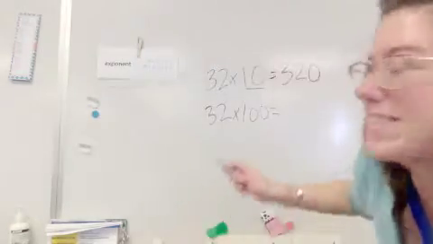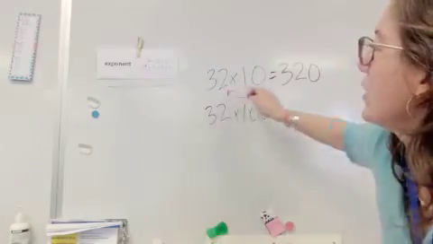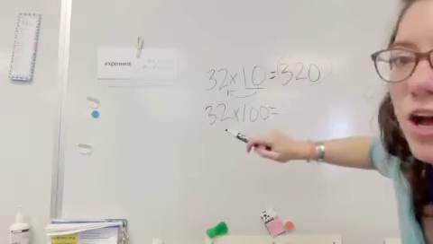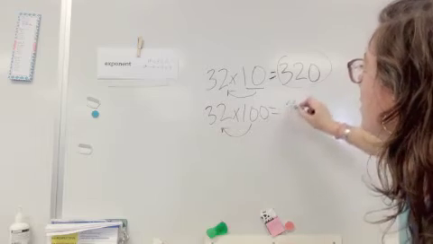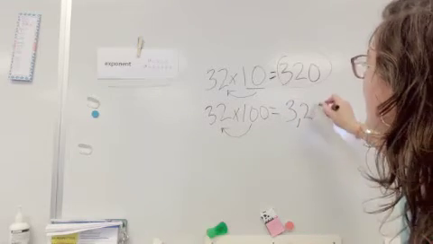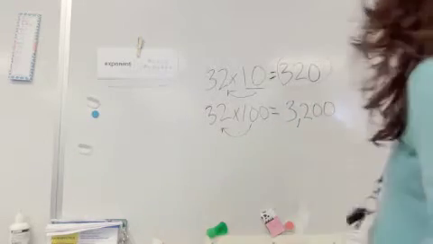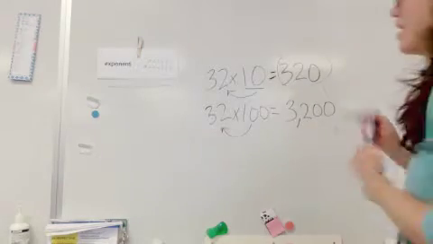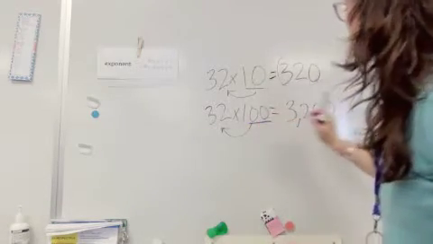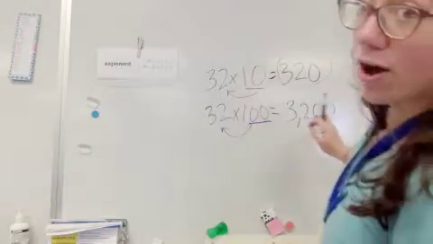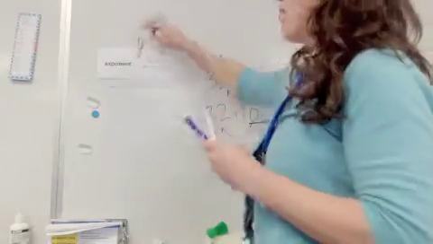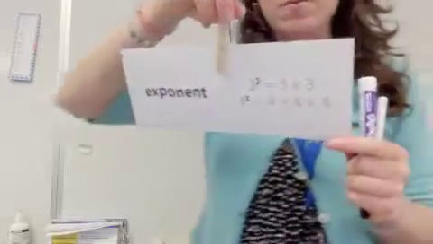So 32 times 10 is 10 times 32, or 320. 32 times 100 is 100 times 32, so 3,200. And remember, we discussed in the past that the number of zeros correlates with the number of zeros in our product. Let's pause here and talk about what this word means.